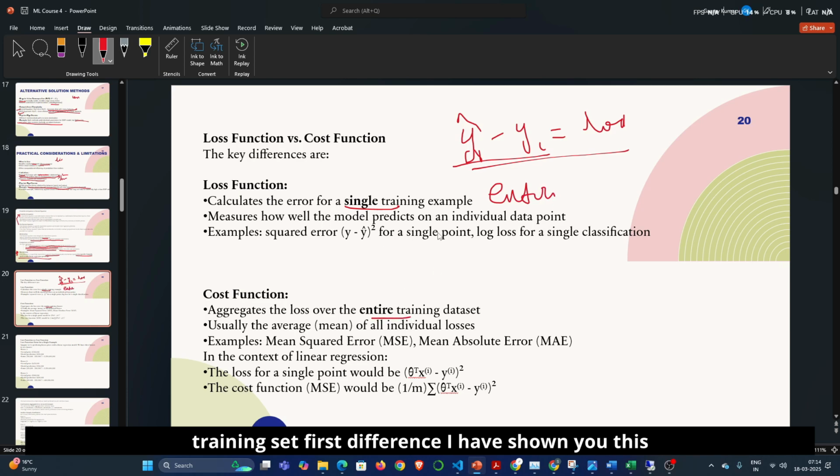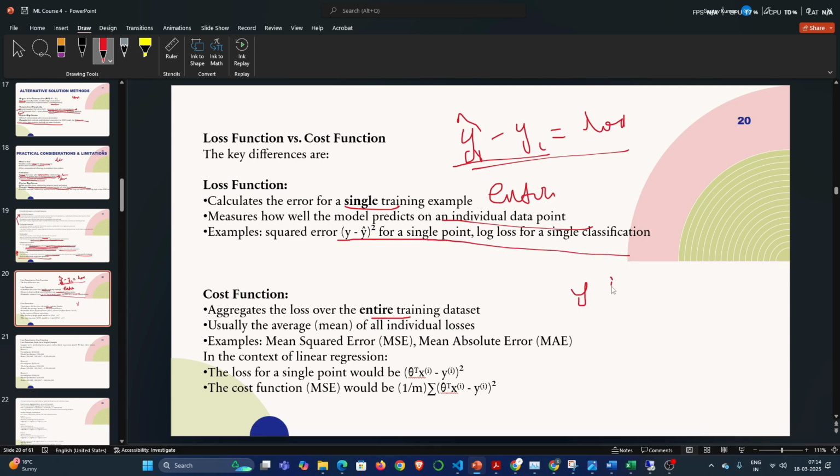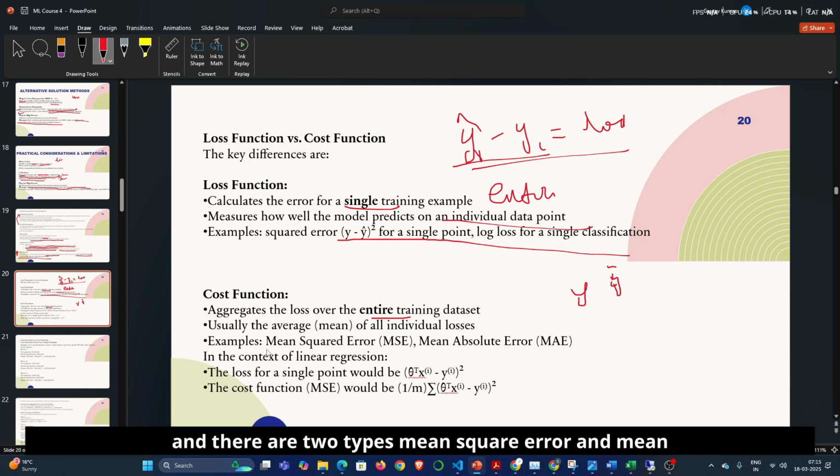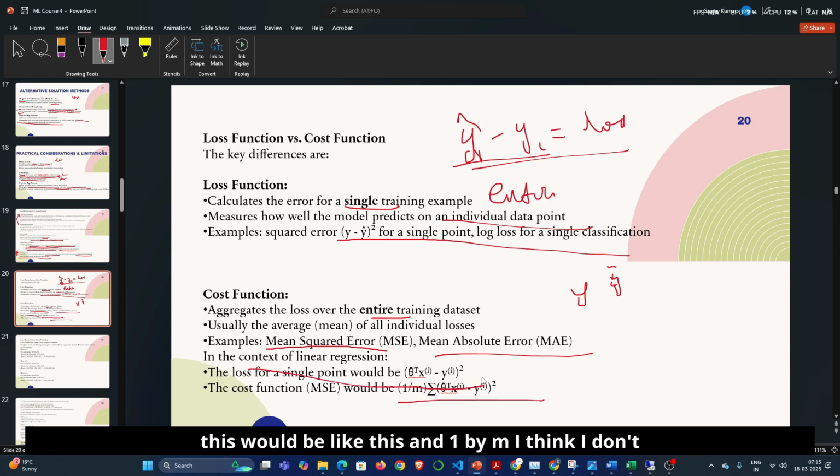First difference. I have shown you this, and there are two types: mean square error and mean absolute error. Those would be like this, with 1 by m. I think I don't need to explain this much now.